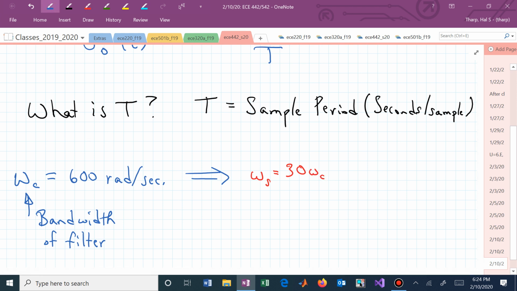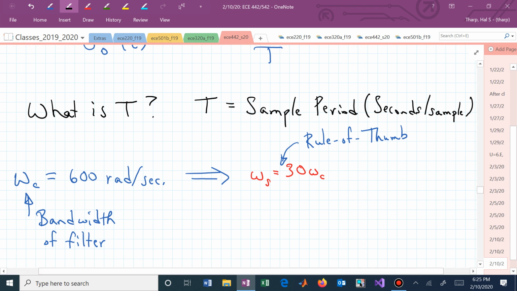And this is just a rule of thumb. That's not hard and fast. It could be 28. It could be 35. We're just saying this is a pretty good value. 30 times the highest frequency in your system. We just have one frequency in that system that has a low-pass filter of about 100 hertz for a bandwidth.